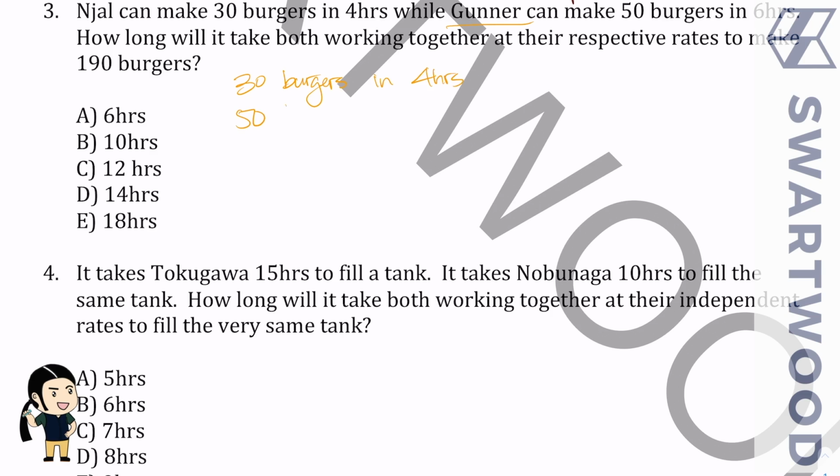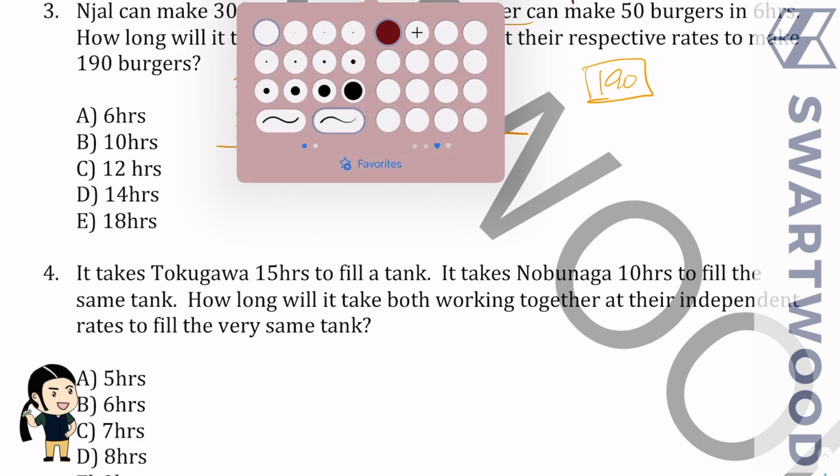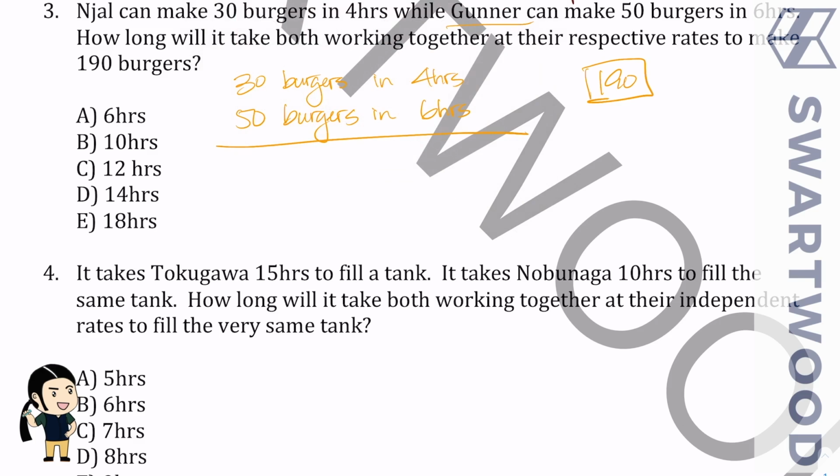And the other is making 50 burgers in 6 hours. And now they're going to work together. So how long is it going to take them to make 190 burgers? Okay. So one thing to note here is first, make sure you can do this the traditional way, which basically becomes a distance is rate times time problem.